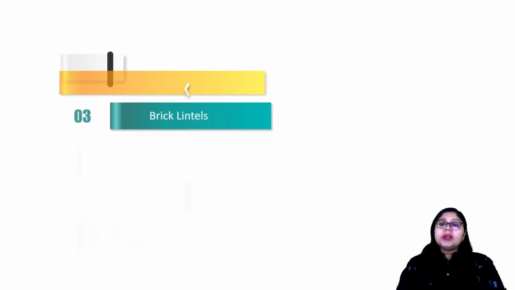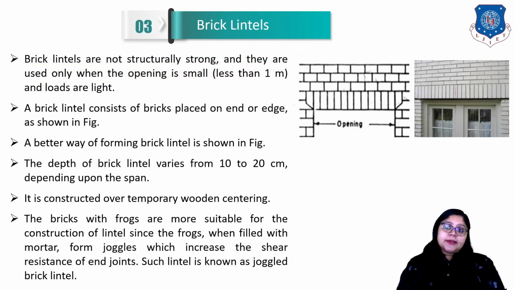Now let us move to the third type, which is brick lintels. Here we are going to use brick as a material for construction of the lintels. Brick lintels are not structurally strong and they are used only when the opening is small, less than 1 meter, and loads are light, right? Because brick doesn't have that much load bearing capacity.